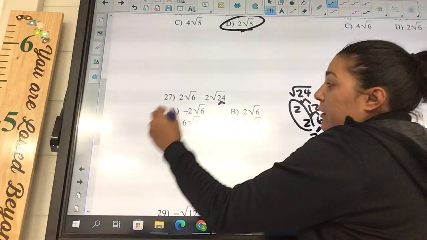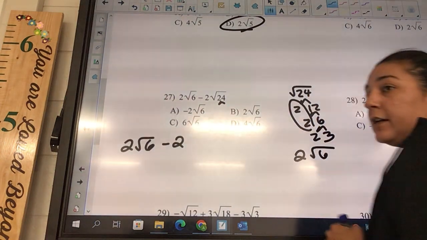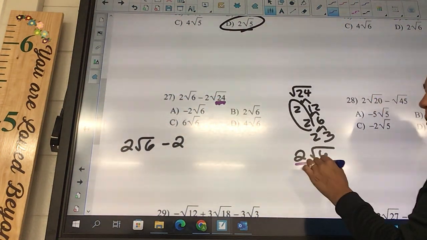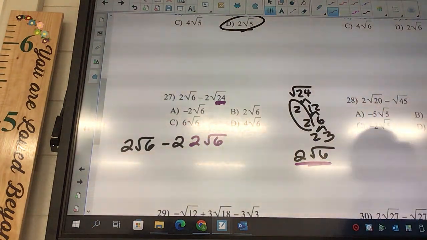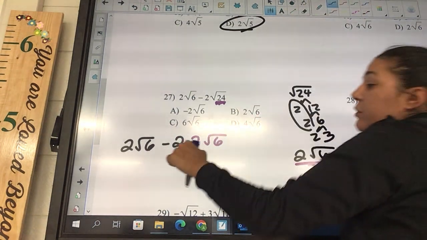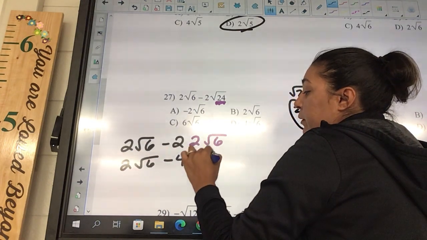Okay, so over here, really it's looking like 2 square root of 6 minus the 2 that's already there. And then this 24 becomes this 2 square root of 6. So 2 square root of 6. Okay, what do you do with those two 2's? Times them. So 2 times 2 is going to be negative 4 square root of 6.